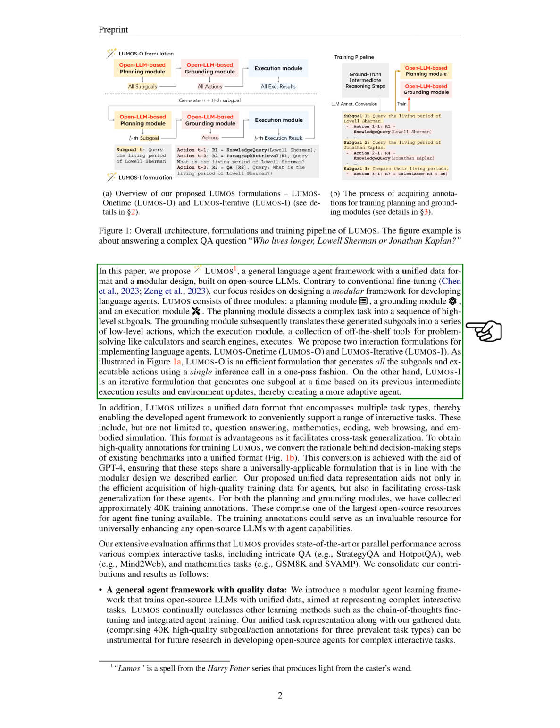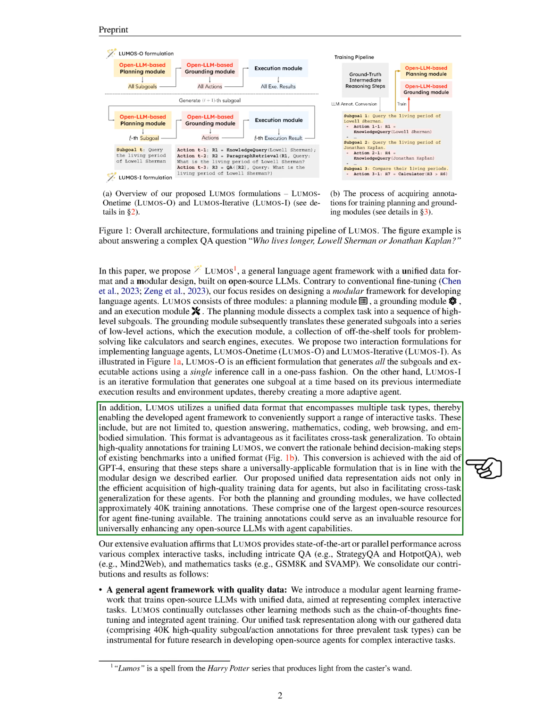We've also developed 2 ways to implement language agents using LUMOS: LUMOS One-Time, LUMOS O, and LUMOS Iterative, LUMOS I. LUMOS O is an efficient method that generates all subgoals and actions in one go, while LUMOS I generates one subgoal at a time, making it more adaptive. LUMOS uses a unified data format that can handle a variety of interactive tasks, like answering questions, coding, web browsing, and more. This format is beneficial because it allows for cross-task generalization.